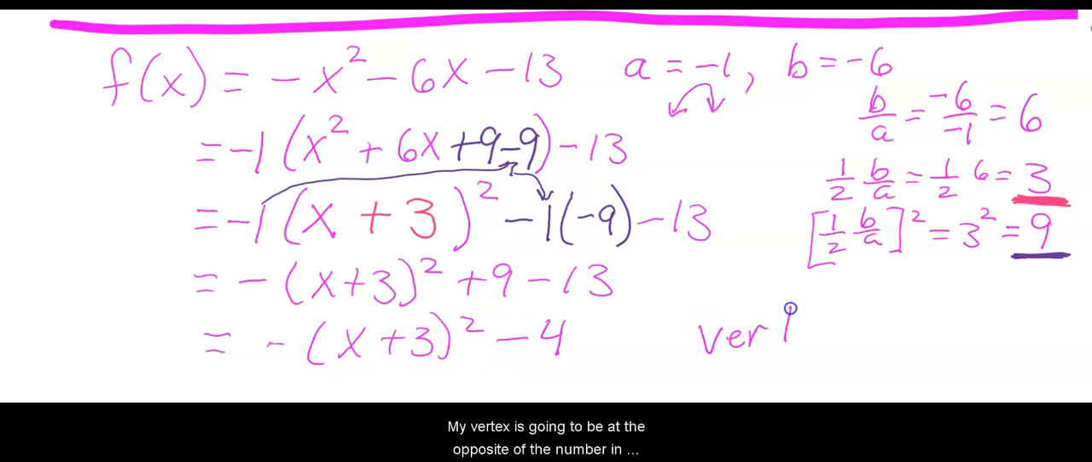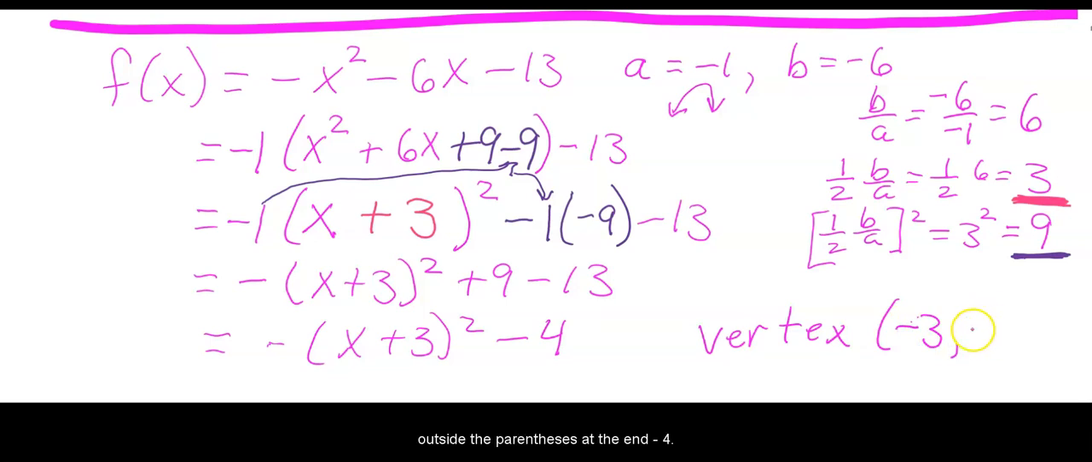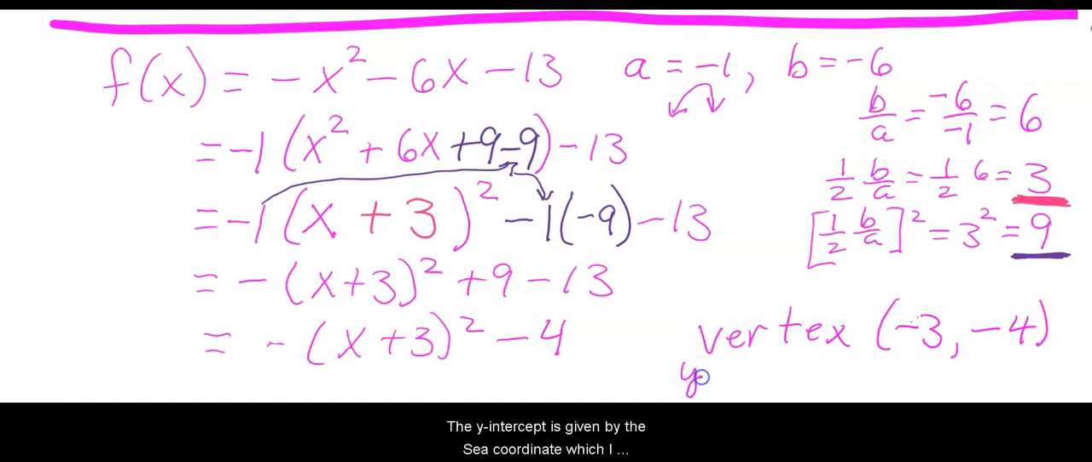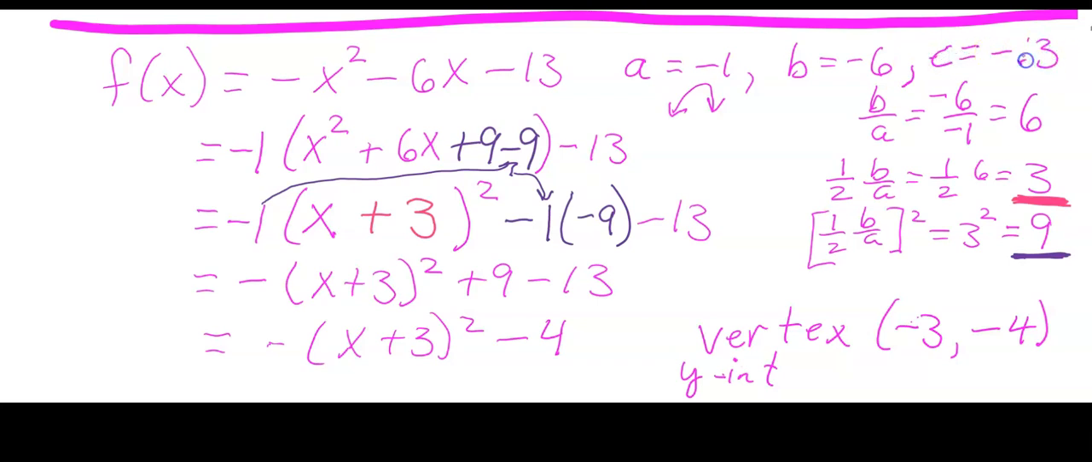My vertex is going to be at the opposite of the number in the parentheses, so minus 3, and the y value will be the number outside the parentheses at the end, minus 4. Since my a was negative 1, it opens down. The y-intercept is given by the c coordinate, which I didn't list originally, but I can go back and add that at the top. C was negative 13. So that means that my y-intercept is (0, -13). Now let's go ahead and graph it.